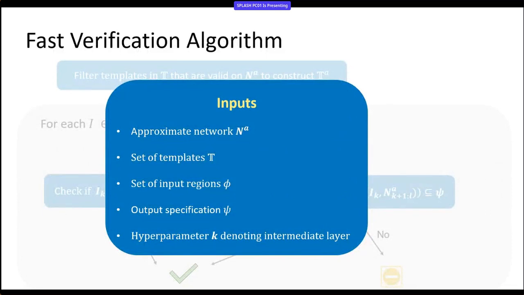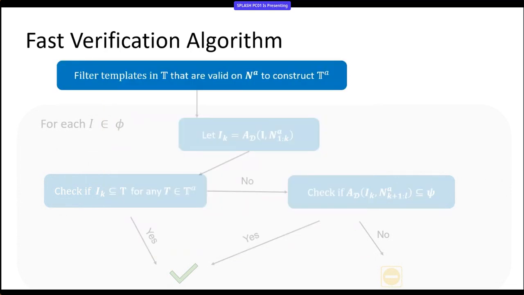The fast verification algorithm takes a neural network, the approximate network NA, a set of templates, and a set of input regions phi where we are interested in verifying the property. It takes the output specification psi, and a hyperparameter in our algorithm, K, denoting the intermediate layer. We find this hyperparameter during training time on a small sample set, and it works well during testing. Now, the first step is this: since we have an approximate algorithm where the templates may not be valid, we filter out the templates that are not valid on the approximate network.